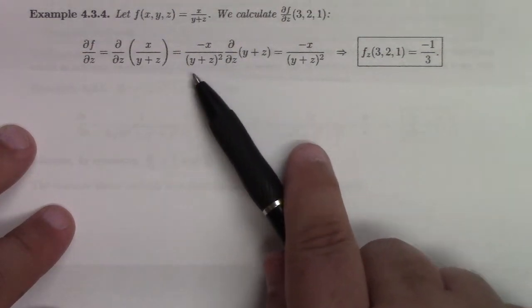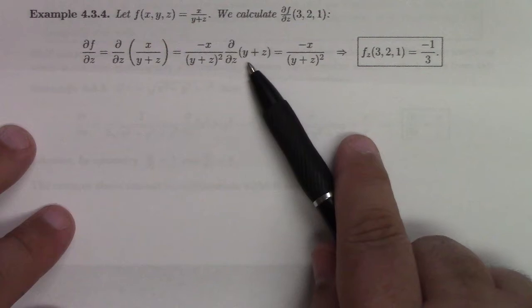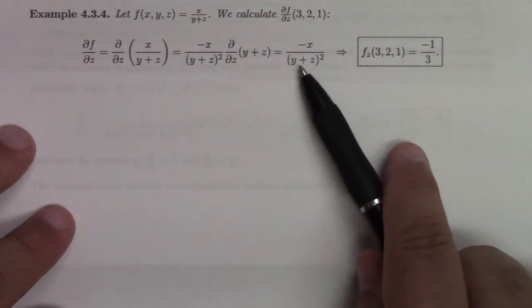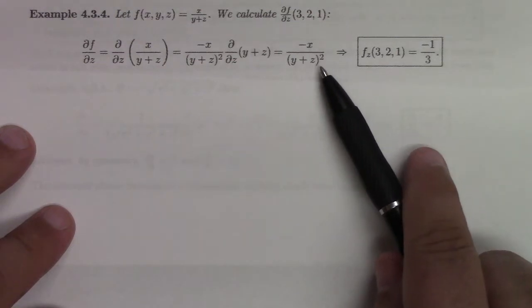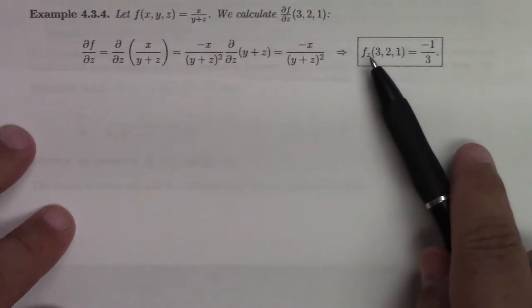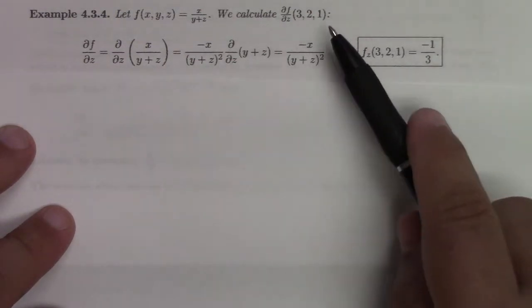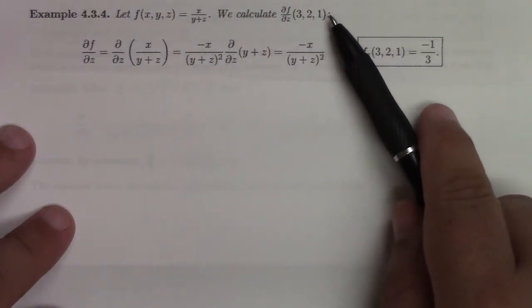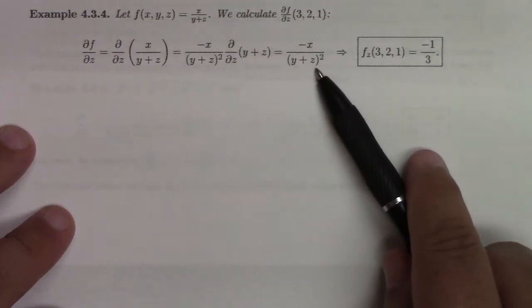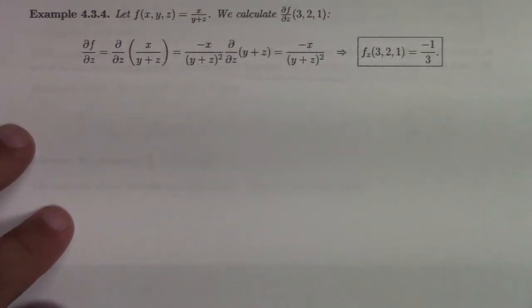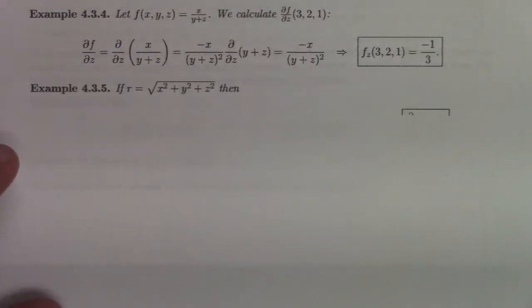That x is just riding along. And of course that gives us 1, so we just get this minus x for y plus z squared. And then if we're calculating the derivative at 3, 2, 1, we put x equal to 3, y equal to 2, and z equal to 1. So we get a minus 3 over 3 squared, which is minus 1/3. Okay, great.